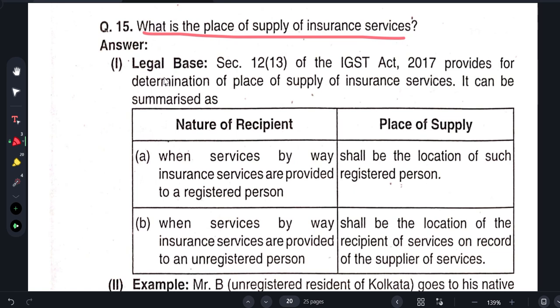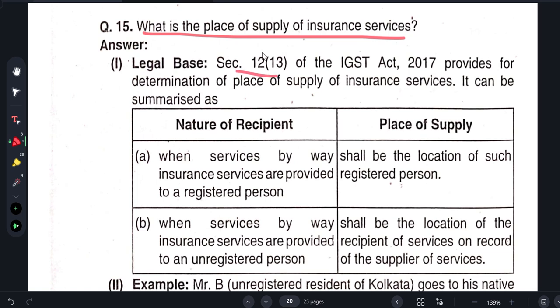in his records. The address which he gives. What is that address? Usually Aadhaar card or PAN card. This is the address he gives to the department stating that I am residing in this place. That's it. That is the important point. Not the place of business.